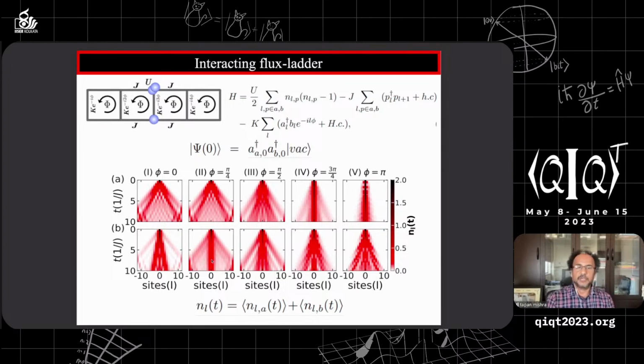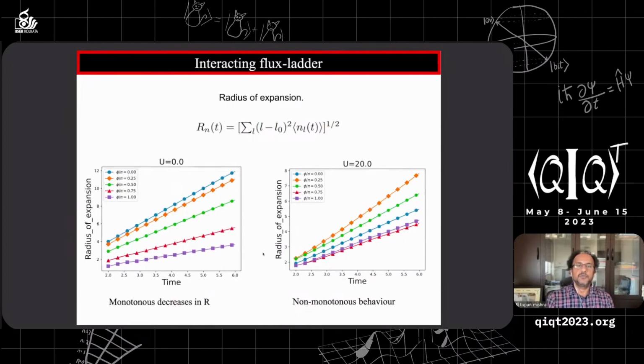But this quantity of density doesn't give you a clear signature, so to understand this more clearly, we compute the radial distance, that means the radius of expansion of this wave function. Then if you plot this for U equals 0, you can see that there is a monotonous change. This is for phi equal to 0, this is a fast dynamics. You can see that this is spreading faster, and as flux increases, the spreading slowly decreases monotonously. For phi equal to 0.25, this is smaller, smaller, and for maximum flux, it is smallest.